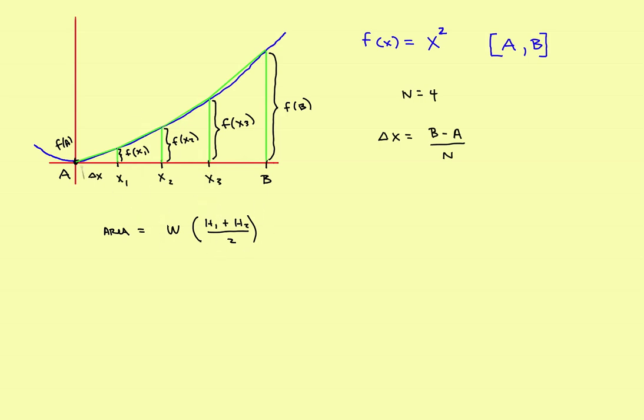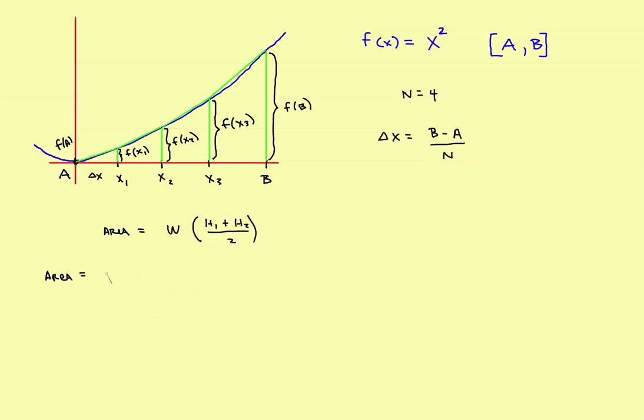Now, in terms of our picture, here's what it's going to look like. The area of the 4 trapezoids that we have looks like this. So the area would be... Now, the width of them is delta x, which in this case would be b minus a.